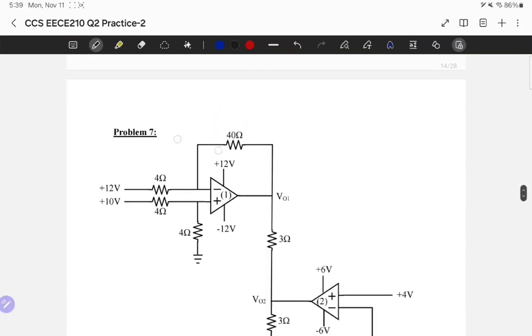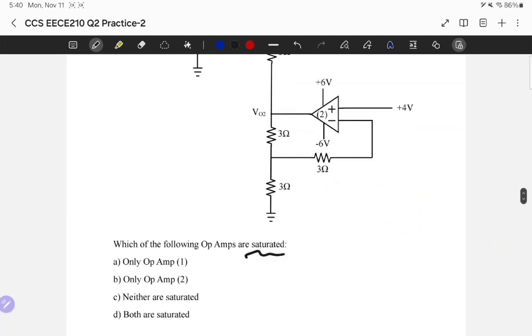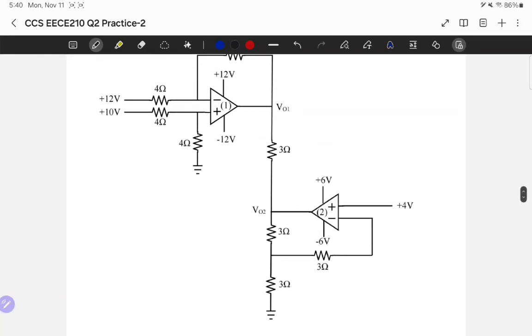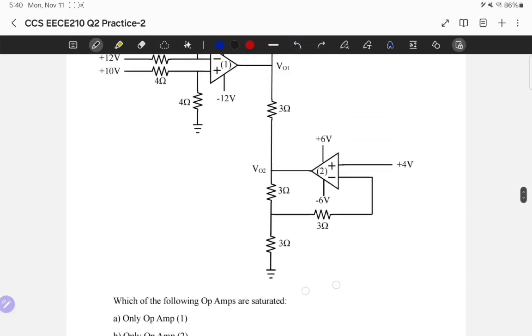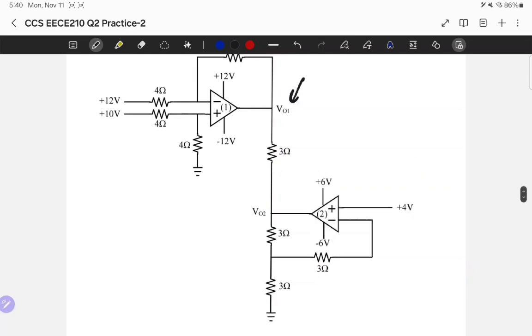Anyways, problem 7, which is really interesting. It's about saturation. Which of the following operational amplifiers are saturated? And here we notice that we have two operational amplifiers in the same circuit. And this is really simple. You're going to see that this is really simple. And you're going to start calling nodes, right? We have here VO1, which is the output of the first operational amplifier. We have VO2, which is the output of the second operational amplifier.